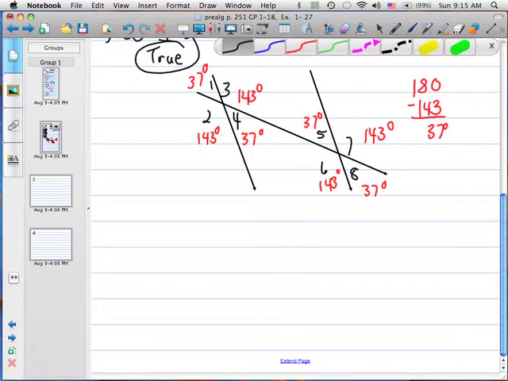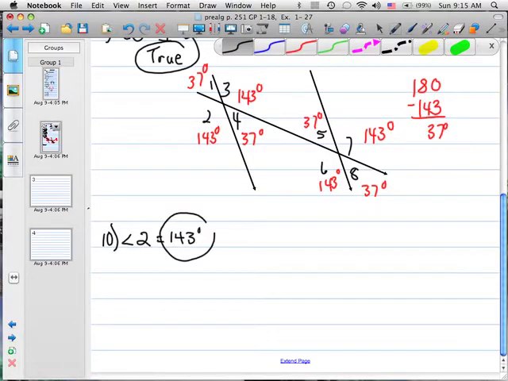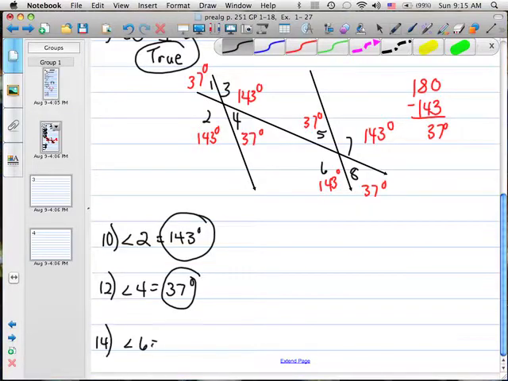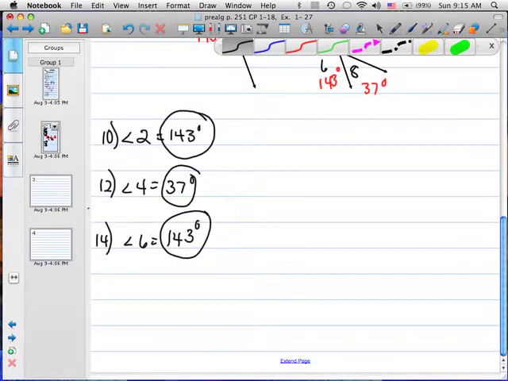So problem number 10, angle 2 is 143 degrees. And number 12, angle 4 is 37 degrees. And 14, angle 6 is 143 degrees. 15 and 16, in each figure, line RS is parallel to line VW. So let's draw 16. We're to find the measure of X.